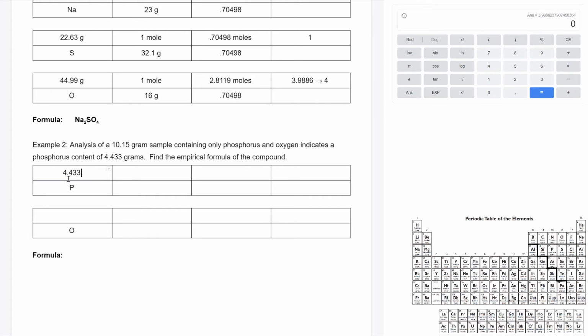So phosphorus is 4.433 grams. Oxygen we'll have to do a little bit of math for, because it doesn't give us the oxygen, it gives us the total. Of course, we can find the oxygen by subtracting out the other part, the phosphorus. So 5.717 grams. Now remember, we'll convert each of these gram amounts into moles. So 1 mole on top always, the molar mass of the element on the bottom.